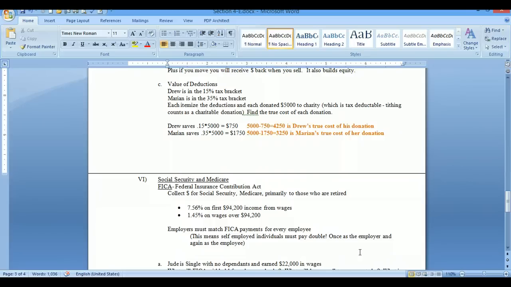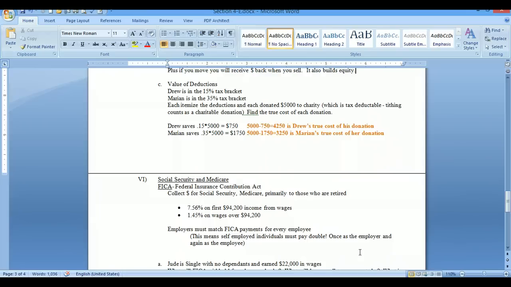Let's compare Drew and Marion. Drew's in the 15% tax bracket and Marion's in the 35% tax bracket. Each of them itemizes and each donated $5,000 to charity. Now, the reason we say they're itemizing and not taking the standard deduction is that if they took the standard, it possibly won't do anything to their deductions at all. And by the way, tithing is tax deductible, which is why at the end of the year you have tithing settlement so that the bishop can give you your paperwork for your taxes. Same as getting a W-2 from your employer.